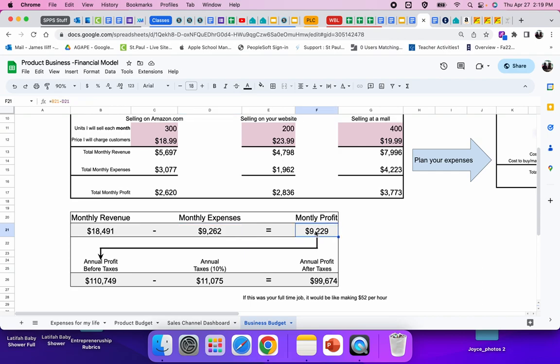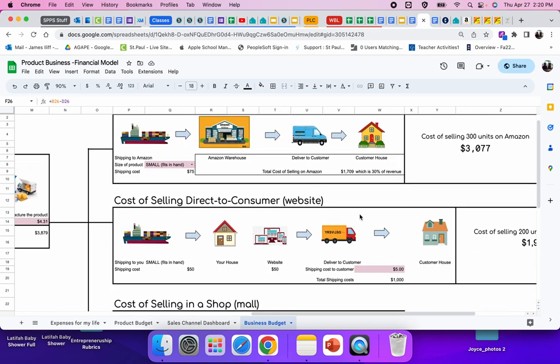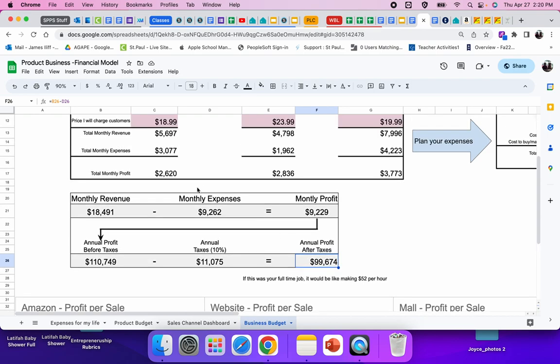So if you're making almost $10,000 a month in profit, you times that by 12, and then you take out your taxes, and now you're at almost $100,000. And that would be the equivalent of working a job that was $52 per hour. So that's pretty good. That's really good money. So I want you to analyze this when you get all of your revenue put in, when you arrange all of your expenses. I want you to come down here and analyze what your monthly profit is going to be and what your annual profit is going to be, and how that is equivalent to a job.